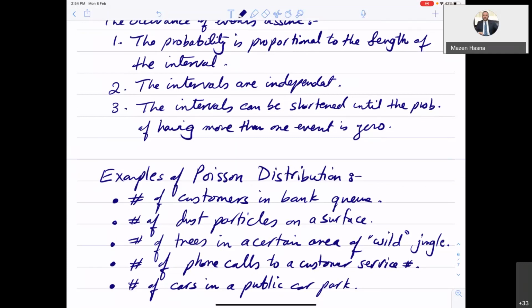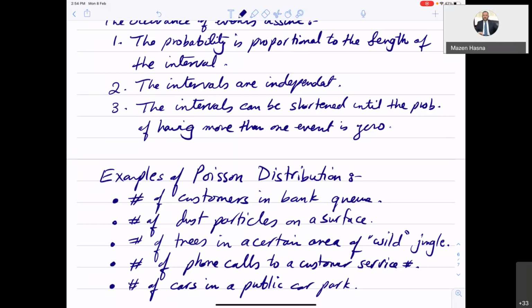Intervals are independent. Yes, like on your desk, having like 10 dust particles in one area is independent of having the area next to it having 20 or 30. The number of particles in each area is independent.